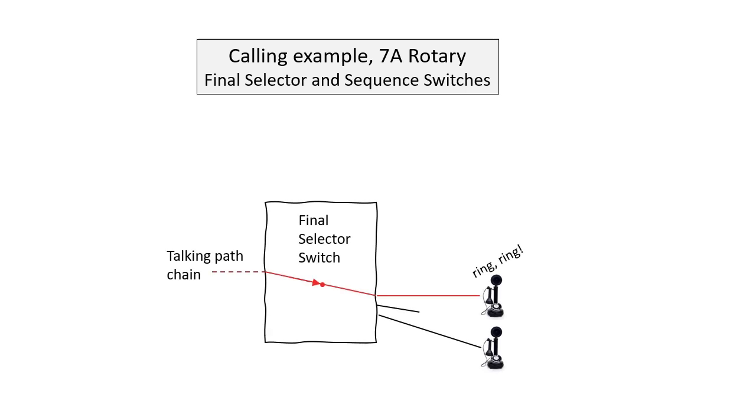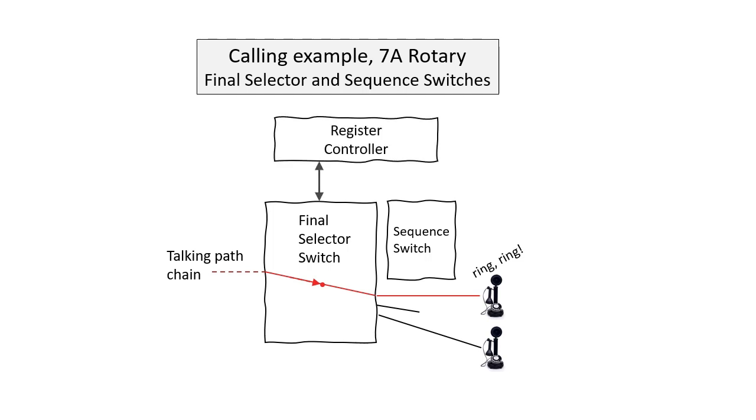In a 7A rotary exchange, the final selector is the last switch in the talking path. A sequence switch is always linked with each final selector. Let's see the actions of this pair of switches while a call is being made.